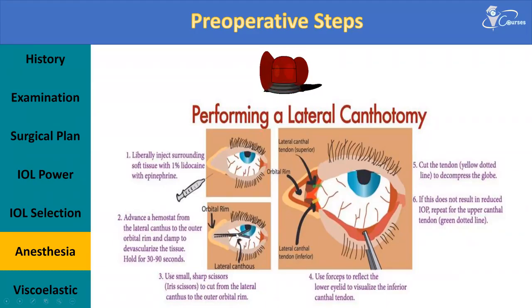Then with sharp scissors, you cut the lateral canthus. This will be the lateral canthotomy. And then you separate the lateral canthal tendon from the orbital rim, and this is what is called the cantholysis. So lateral canthotomy is cutting the lateral canthus, and lateral cantholysis is releasing the lateral canthal tendon from the orbital rim. We usually cut the lower crus of the lateral canthal tendon in order to decompress the globe. If this doesn't work, then we can cut the upper crus.